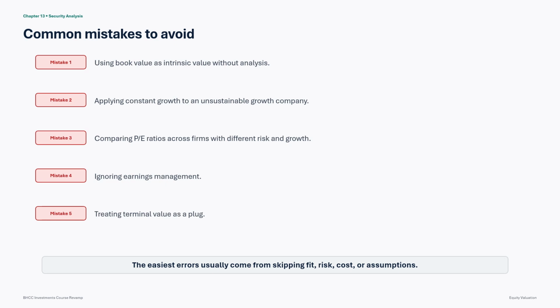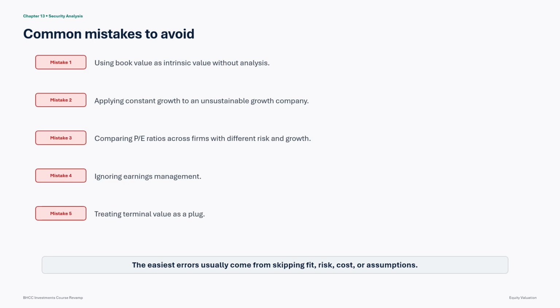Do not assume a great total addressable market guarantees great shareholder returns. Competitors, customers, employees, and suppliers may capture much of the value. Do not make the discount rate absorb every uncertainty. Model operating risks in the cash flows where possible and use the discount rate consistently. Otherwise, the same risk can be counted twice.